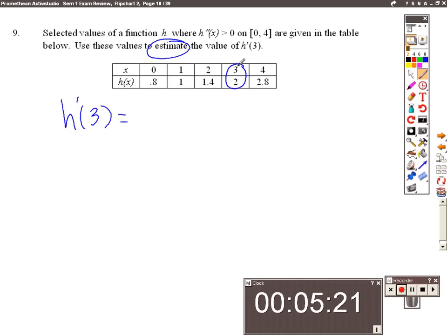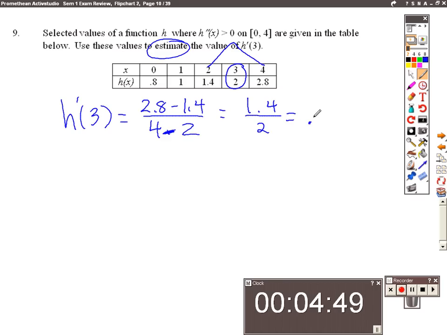So what we did is we found the average rate of change of the 2 points. So basically we're finding the slope of a secant line to approximate the slope of the tangent line, because we don't know the tangent line, we don't know the function. So all we're going to do here is change in y, 2.8 minus 1.4 over change in x, 4 minus 2. So that will give me 1.4 divided by 2, which would be 0.7. And that would be the estimate of the derivative at 3.